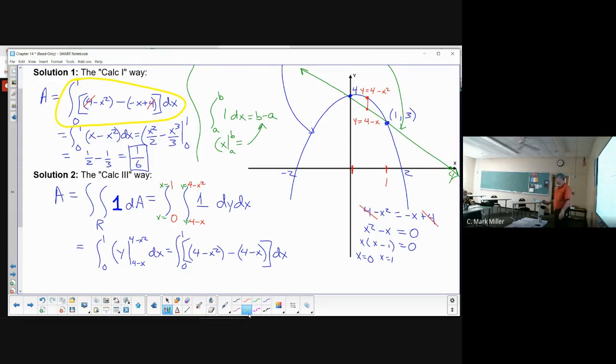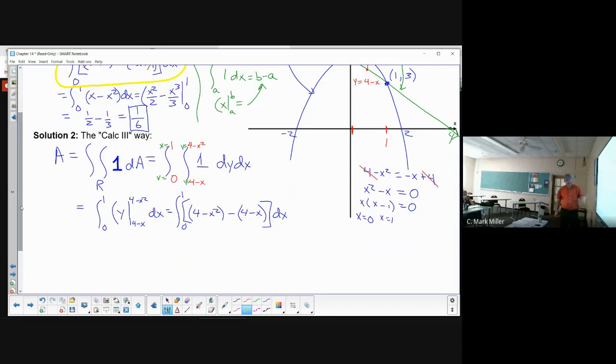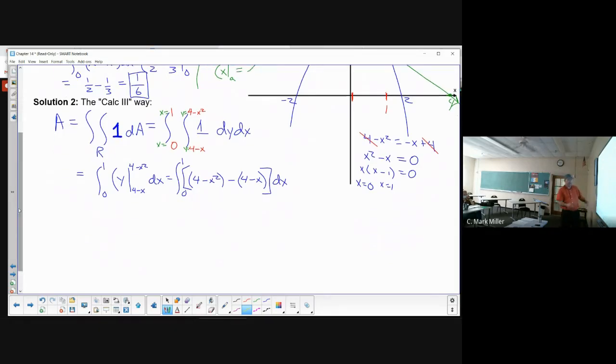So that's why I started with my comment, well, why do I need to do the calc 3 way when the calc 1 way works perfectly well? Because we're gonna soup this one up a little bit. This is gonna get turbocharged. And so we saw from before that equaled 1/6. We don't have to crunch that one again because we crunched it up there.